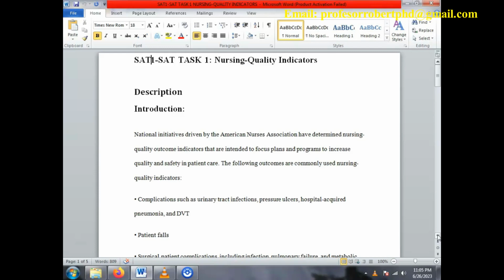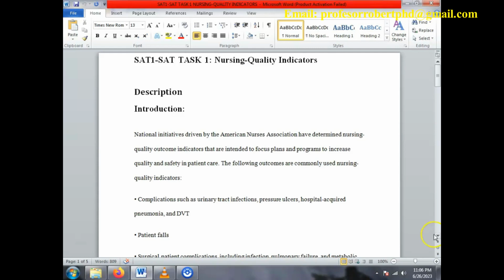SAT1-SAT, Task 1. Nursing Quality Indicators. Description. Introduction. National initiatives driven by the American Nurses Association have determined nursing quality outcome indicators that are intended to focus plans and programs to increase quality and safety in patient care.